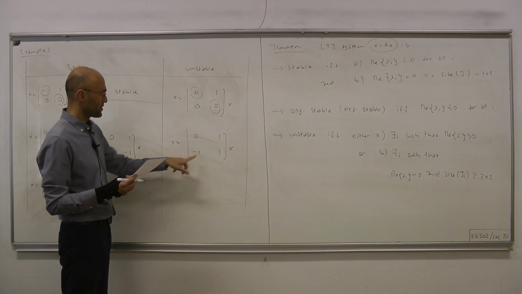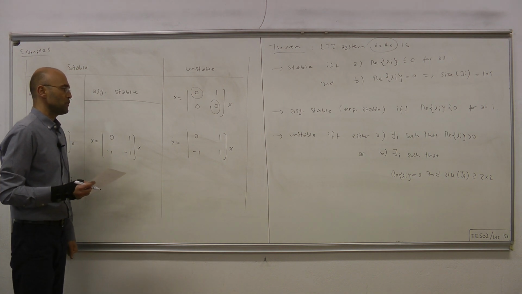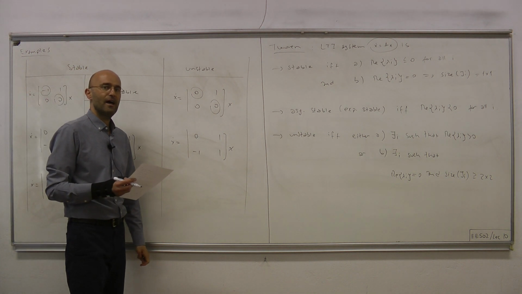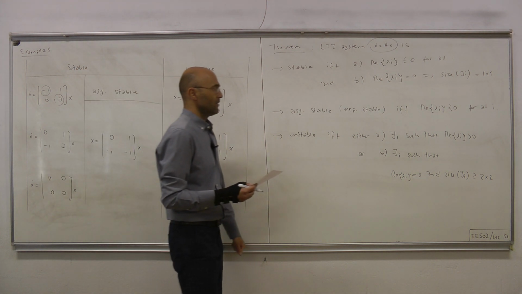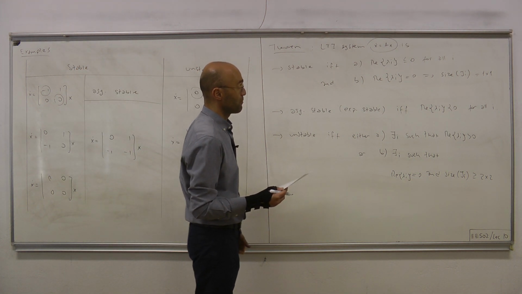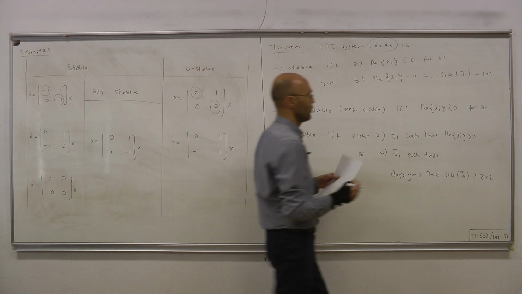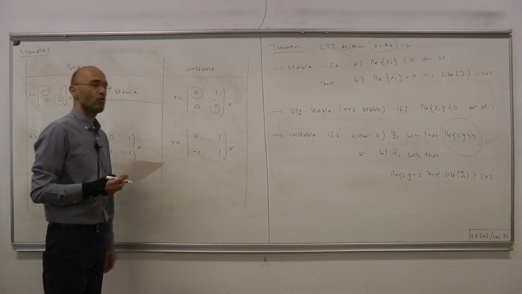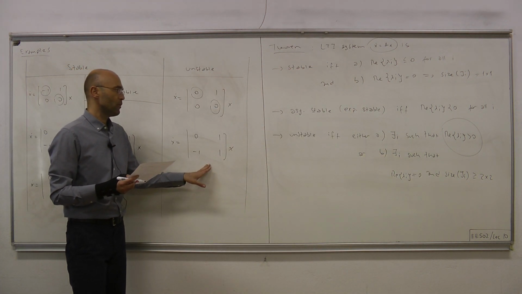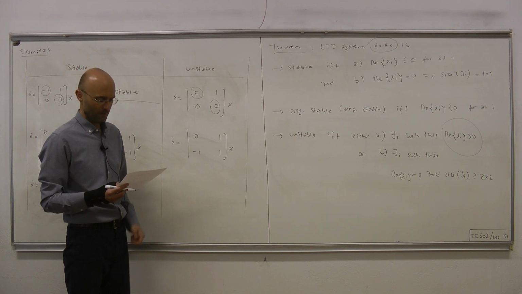Okay, as for this system, if you compute the eigenvalues, you're going to see that you have at least one with positive real part, in the open right half plane. Therefore, this condition is satisfied for at least one eigenvalue. Therefore, automatically this system is unstable too.